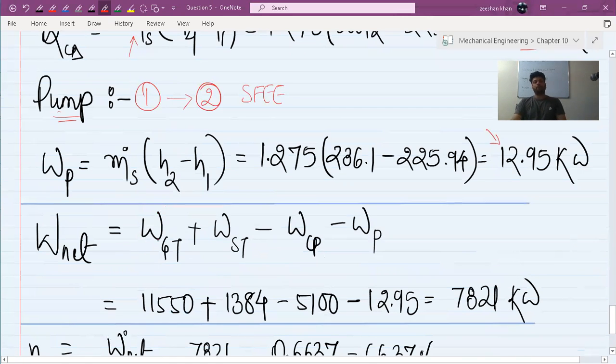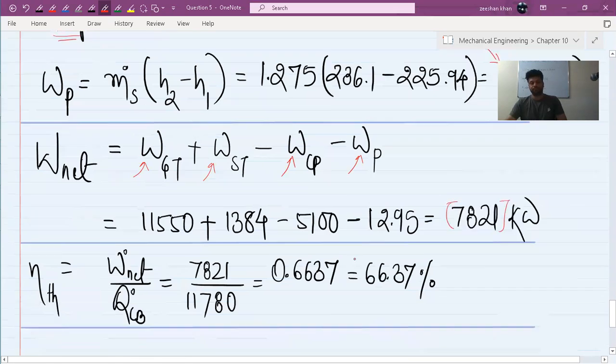So the net amount of work done by the dual cycle, or this combined cycle, comes out to be the work done by the gas turbine plus the work done by the steam turbine, minus the work required by the compressor and the work required by the pump, which comes out to be 7821 kilowatt.